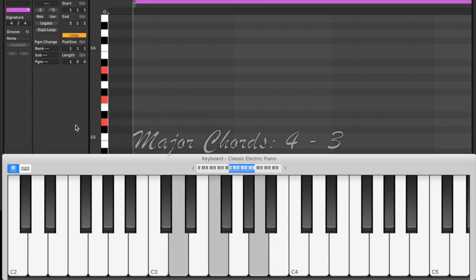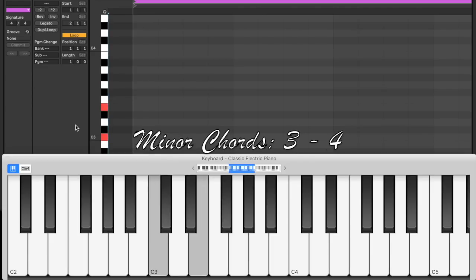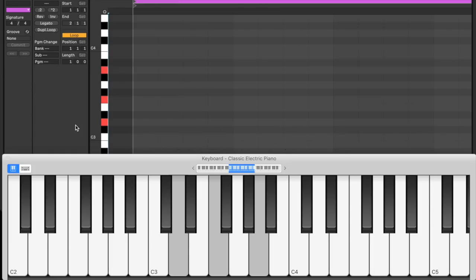So for major chords, it's 4 then 3. For minor chords, it's 3 then 4. Notice that both of these add up to 7. But there's actually one chord in this scale that breaks the rule entirely, and it's built off of the last note in the scale, in this case, B.